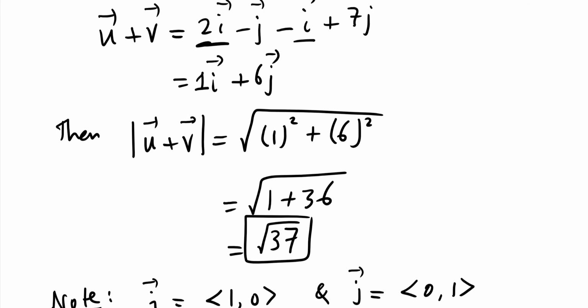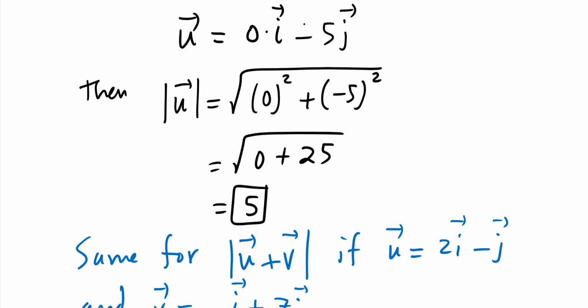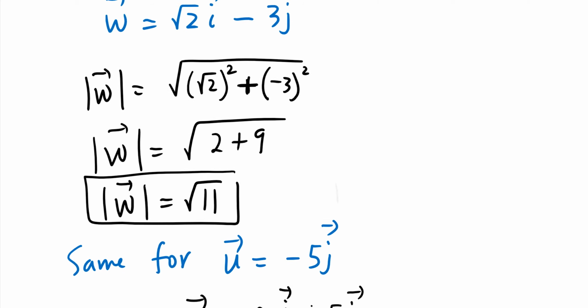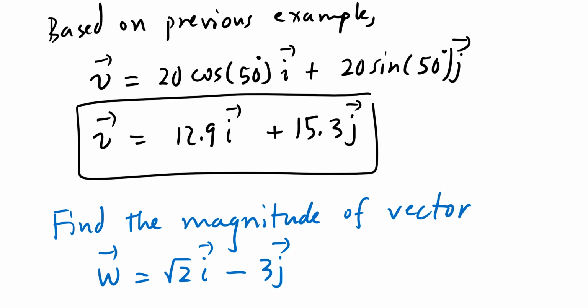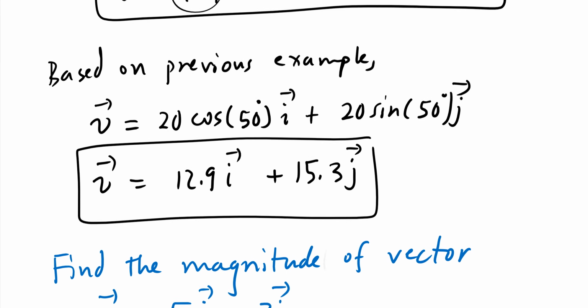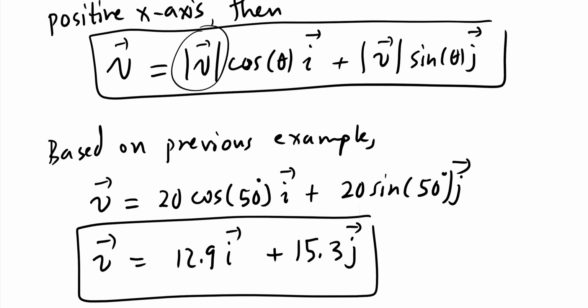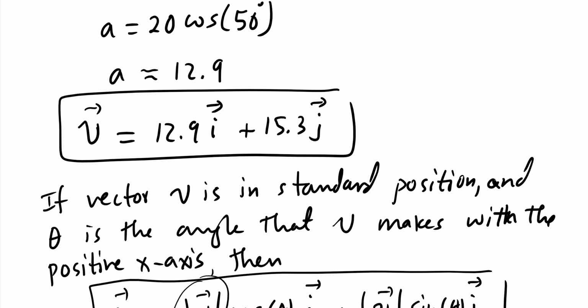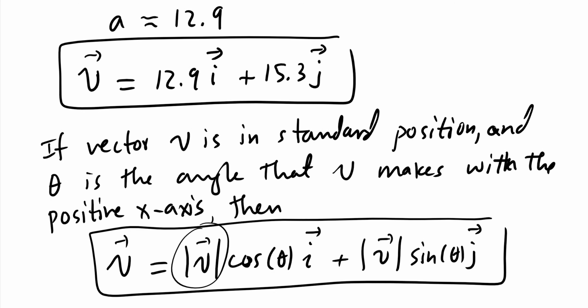That's what this section is covering. Talking about unit vectors i and j, how to write a vector in terms of the unit vectors i and j, how to draw a vector, how to find its magnitude, how to write the vector in standard position with this format. Magnitude of v cosine theta, that the vector makes with the positive x-axis, i plus magnitude of v sine theta, that the vector makes with the positive x-axis, j.